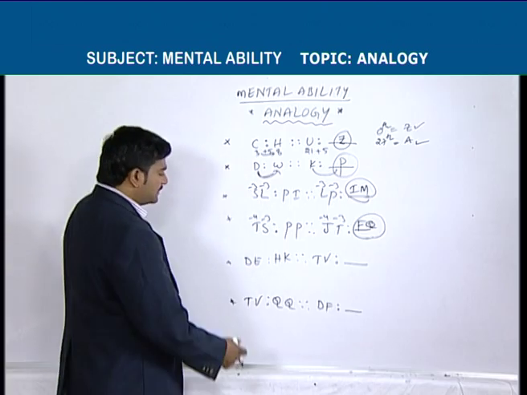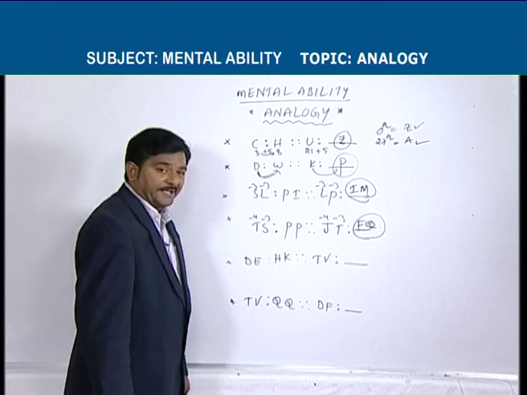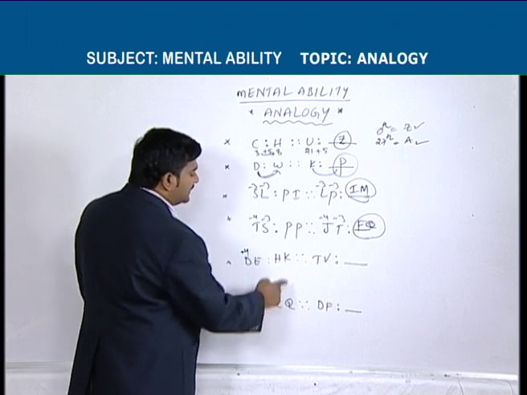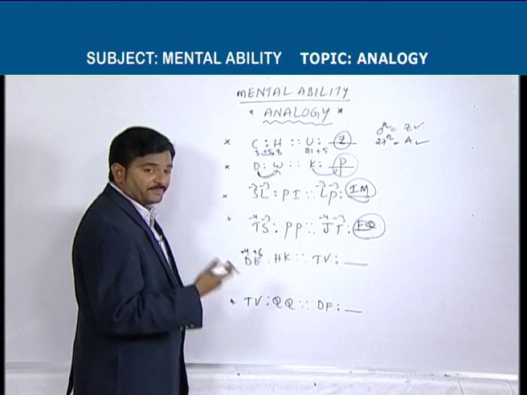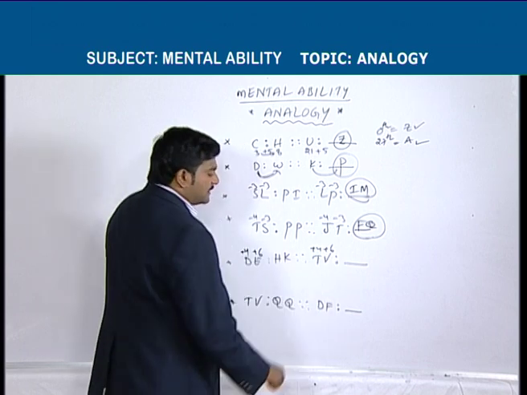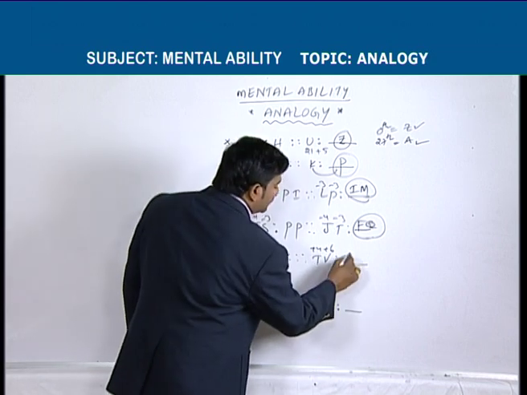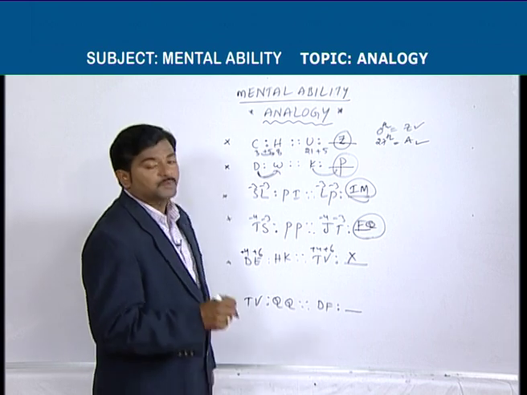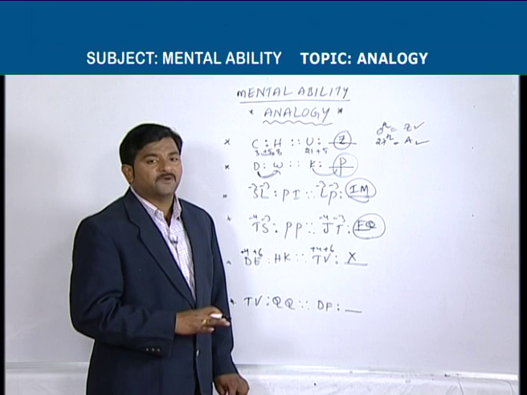Now focus on this: DH is to HK. D means 4, H means 8, so simply added plus 4. And E means 5, K means 11, simply plus 6. Adding plus 4, adding plus 6, same concept. T means 20, 20 plus 4 is 24, and the 24th letter is X. V means 22, 22 plus 6 is 28. There is no alphabet at 28.